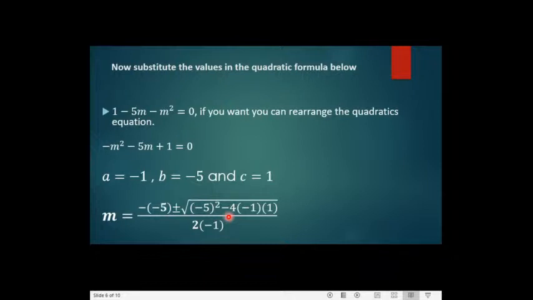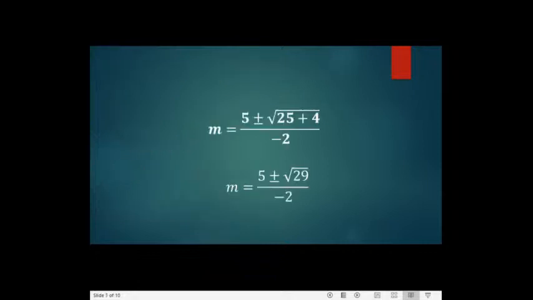Okay, so after you have done so, you now proceed to the next step. This is where you arrive after doing the calculation. So we have 5 plus or minus the square root of 25 plus 4, divided by negative 2. When you add 25 plus 4, you arrive at 29. So we have 5 positive or negative the square root of 29 divided by negative 2.